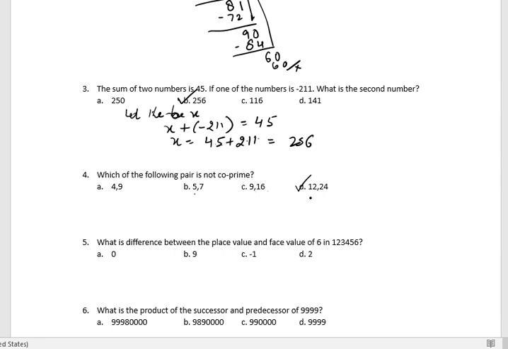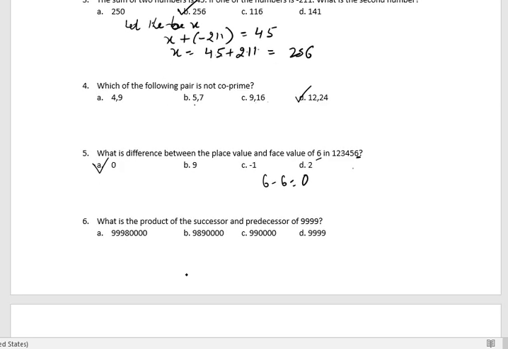Now the next one is: what is the difference between the place value and the face value? If you have noticed, students, place value and face value is a common question which comes every year. In this question we are looking at 6. The place value is the position of the number, and the face value is the number itself. But in this case 6 is at the ones place, so the place value and face value are the same, that is 6. They have asked for the difference, so we find 6 minus 6, which is 0. So the right answer is part A, number 0.